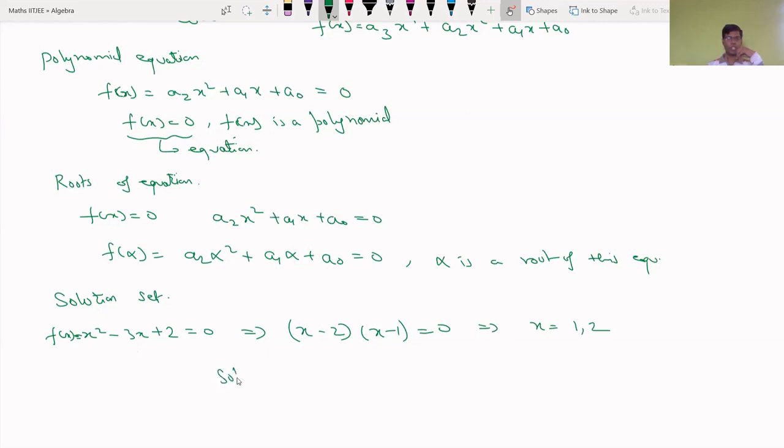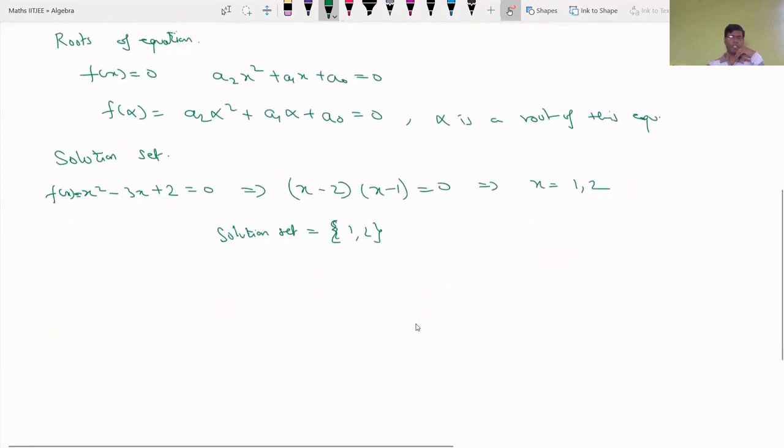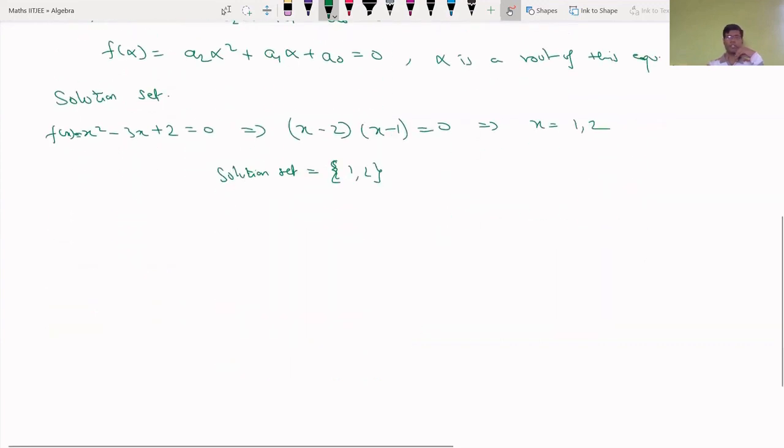So my solution set is 1 and 2. So the set of values of x for which the particular equation holds true, those values of x, or the variable, is called the solution set. Okay. So I hope the simple definitions are clear. So let's do a simple question to begin.